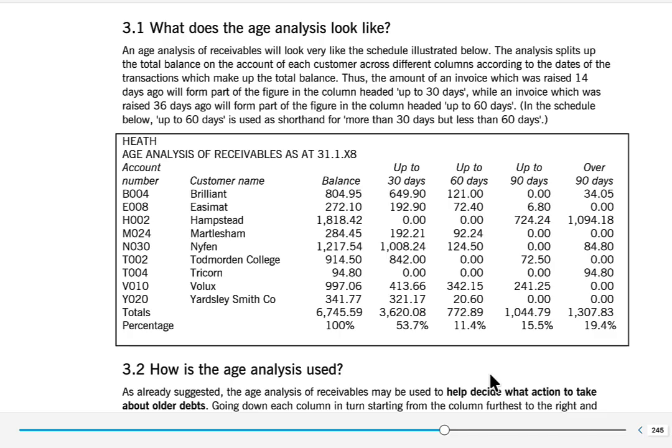Question 3. If a customer has a balance, but all the aging columns are blank, what do you suspect? You should say, either a printing error or you are not looking at the correct row, because the balance must be made up of some age category.